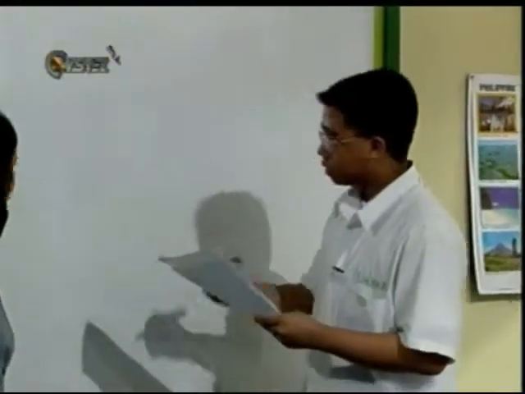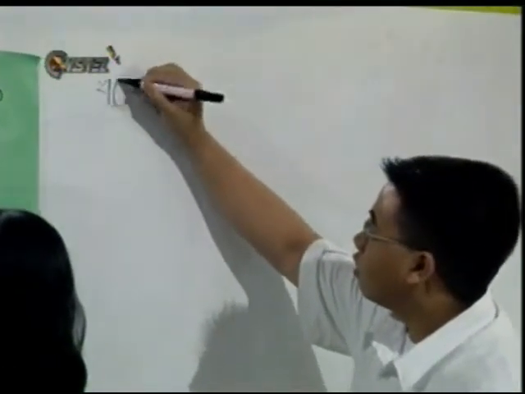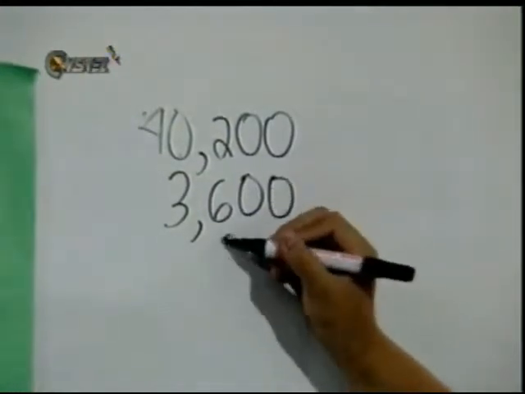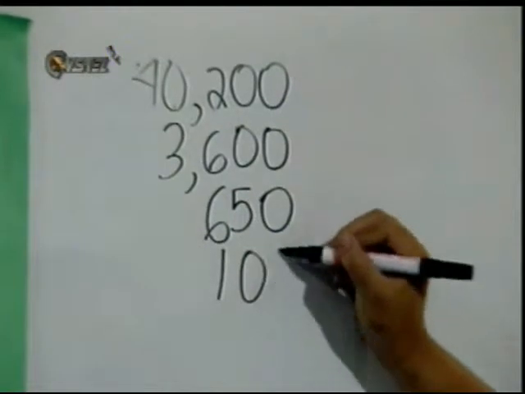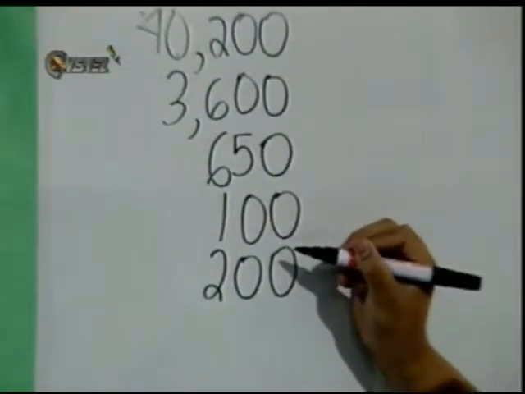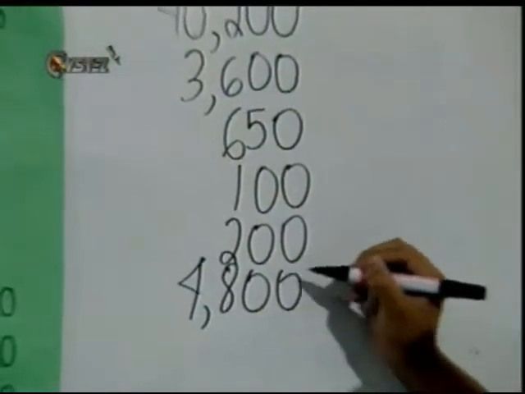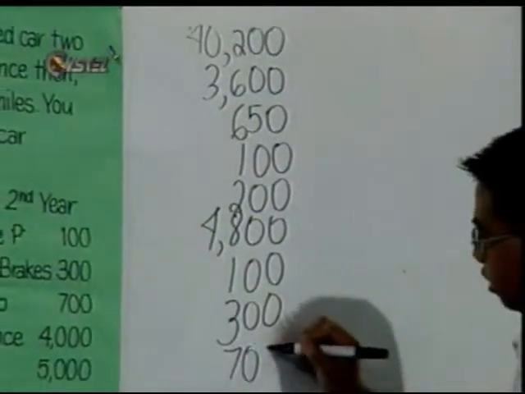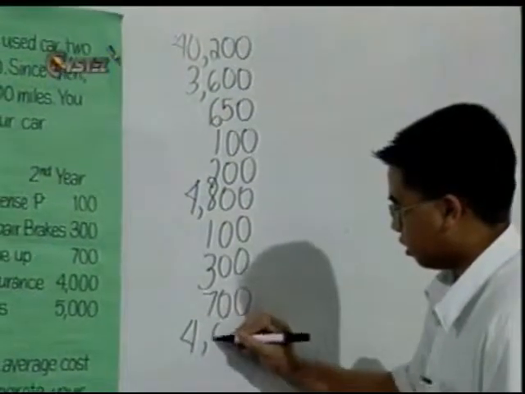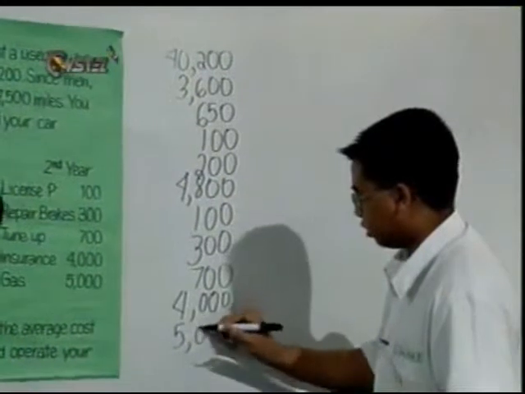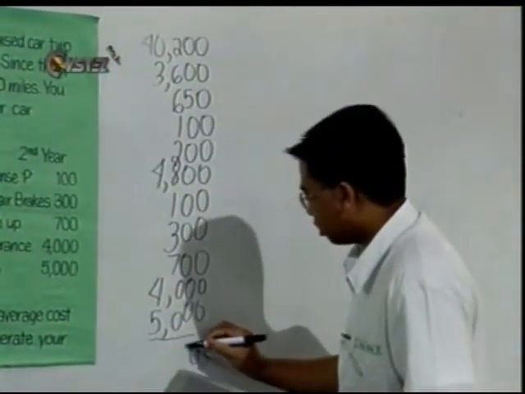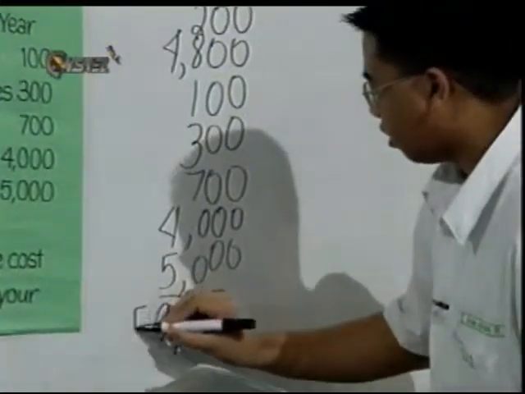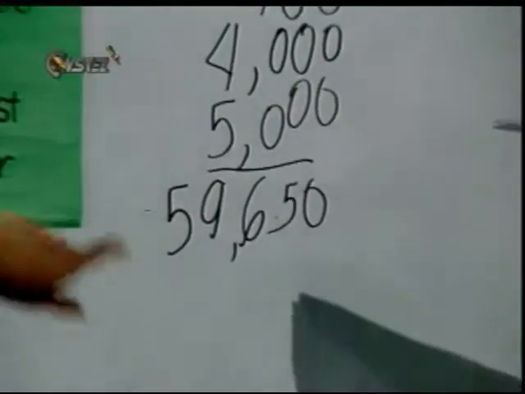I will add all the expenses. $40,200 plus 3,600 plus 650 plus 100 plus 200 plus 4,800 plus 100 plus 300 plus 700 plus 4,000 plus 5,000 is $59,650 pesos. Can you add the P sign here?